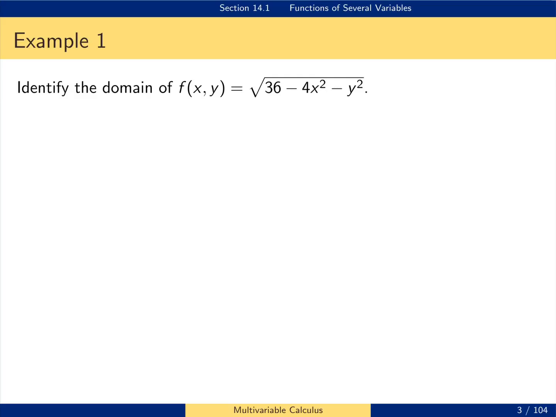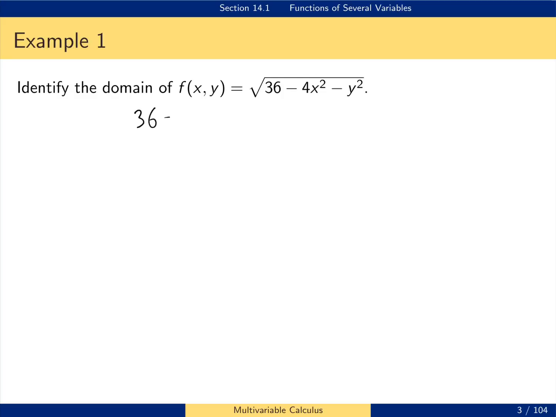Let's compute a domain. We'll identify the domain of the function square root of 36 minus 4x squared minus y squared. All the rules you learned about domains of single variable functions still apply here. You can't divide by 0, you can't take the logarithm of a non-positive number, and you can't take the square root of a negative number. The only one of those that applies here is that the number in the square root cannot be negative. Let's write that down and see where it gets us.